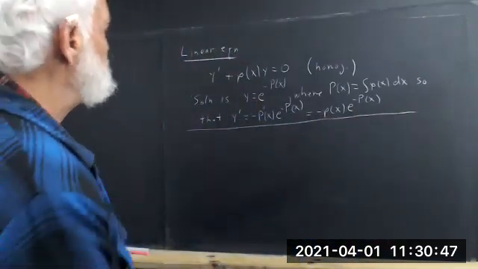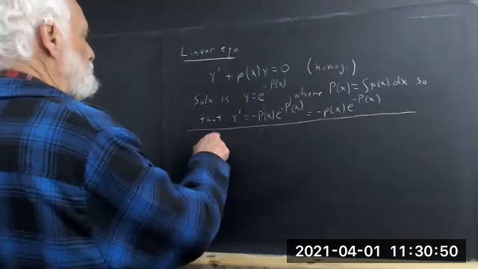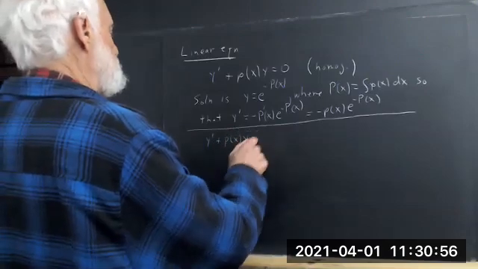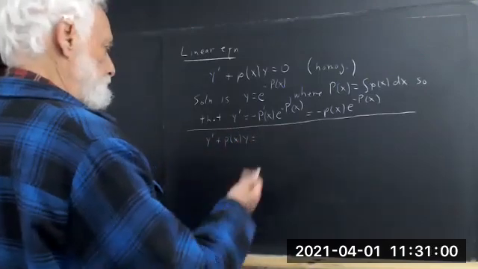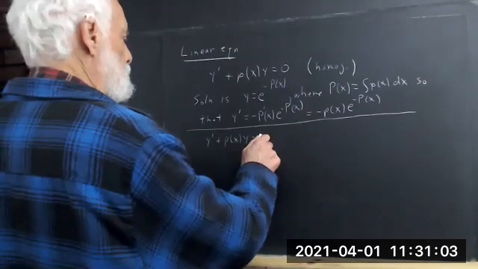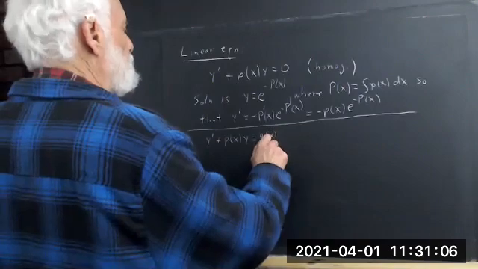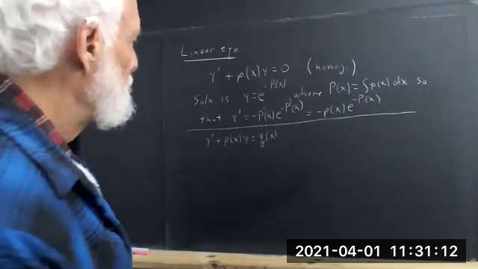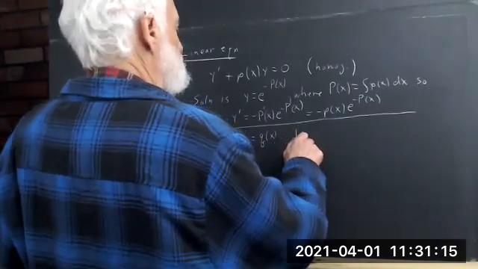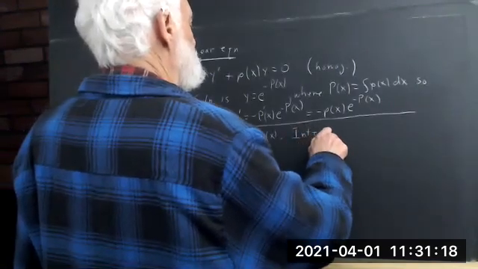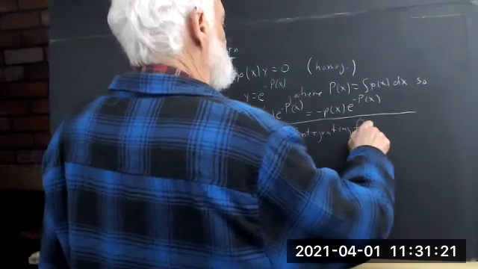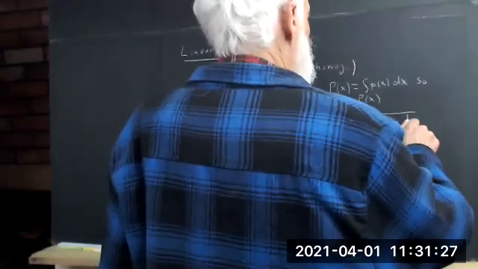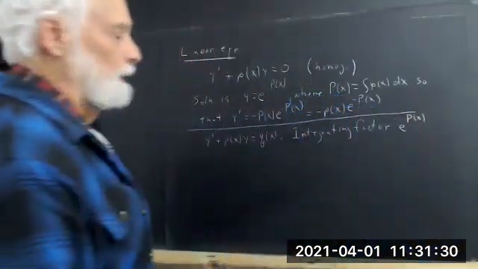And then, not sure what they use over here. I'm going to use Q of x because that's often used. Okay, y prime plus P of x y equals little q of x. Your integrating factor is e to the capital P of x.